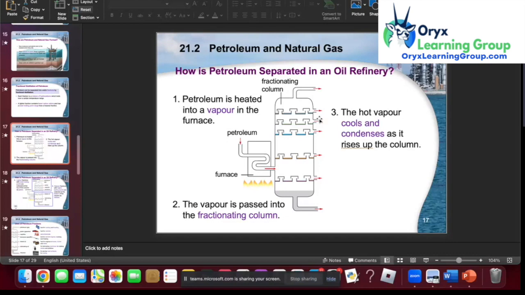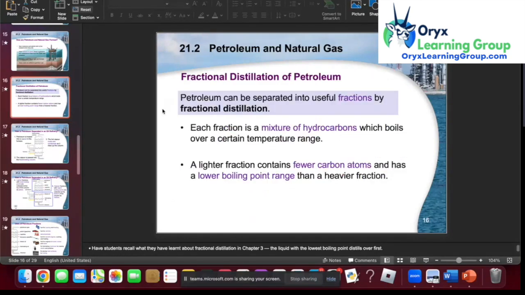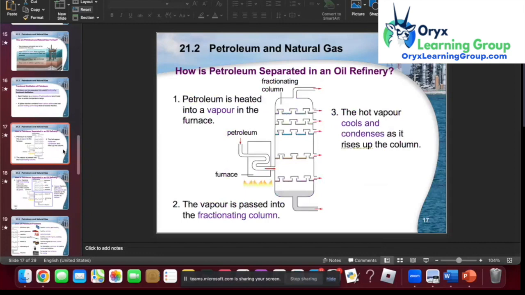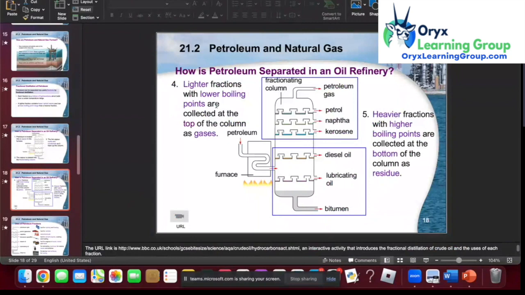So what is the exact procedure? Petroleum is heated into a vapor in the furnace. The vapor is passed into a fractionating column, and the hot vapor cools and condenses as it rises up the column. But remember this, what is it based on? It is based on the difference in the boiling points. The difference in the boiling points is the basic phenomenon on which it is based. Then lighter fractions with lower boiling points are collected at the top of the column as gases, whereas heavier fractions with higher boiling points are collected at the bottom of the column as residue. Are you clear with this or no?